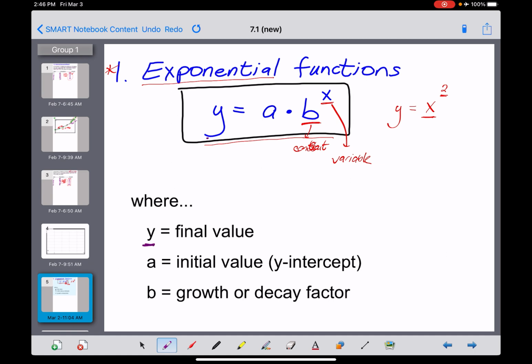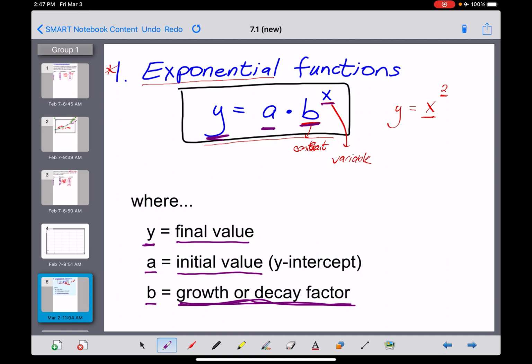Y, the left-hand side of this equation right here, is the final value, whatever it is that you're measuring. So for us, that might be our final rabbit population. A is the initial value of whatever it is that's growing or decaying here, how much you started with. So A, you'll notice, everybody, is not the exponent, and it's not the base of the exponent. A is the coefficient that gets multiplied in front of that. B then, which is the base of the exponent x here, is what's called the growth or decay factor. That tells us basically how quickly this function is changing over time.